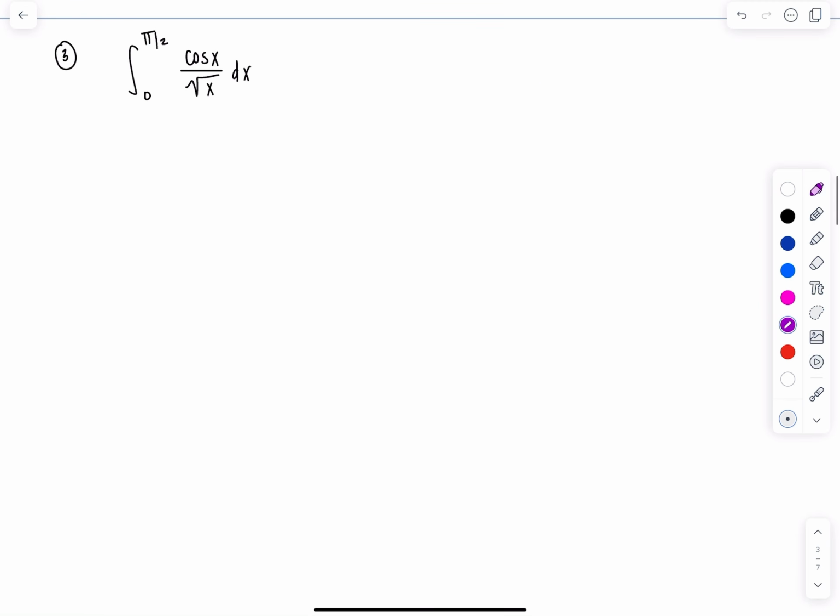Here's a different type of improper integral. Notice this one's improper because at the lower limit 0, rad x is equal to 0, so this function here is undefined.